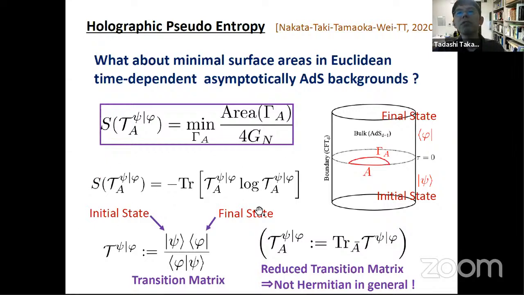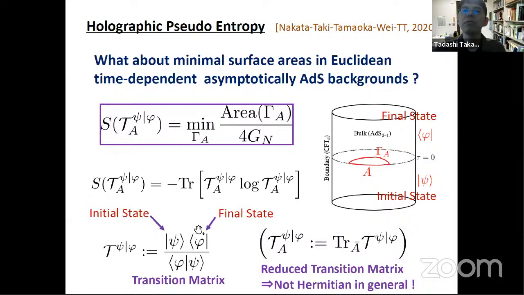This looks like von Neumann entropy, but this tau A now depends on two different states, because we are talking about a time-dependent, Euclidean time-dependent background, for which we have to specify an initial state and a final state. Right? At t goes to minus infinity we have the initial state, and later we get the final state, and we pick up some minimal surface. And this area computes this pseudo entropy, defined by this transition matrix.